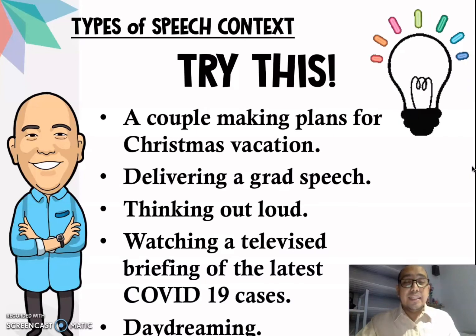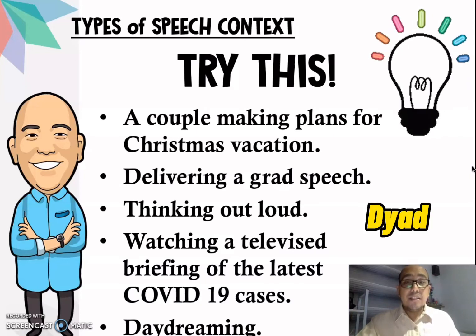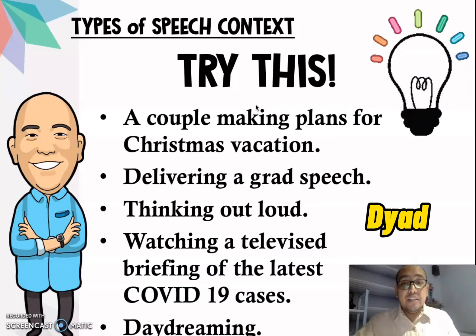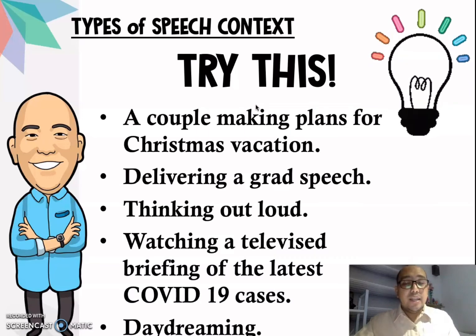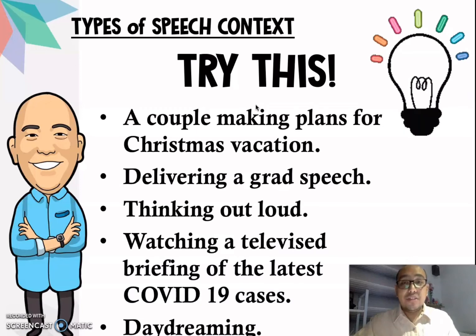Very good. That is a dyad communication because of the couple. Since couple, they are two, they are making plans and preparations for Christmas vacation. So two people are involved in this type of communication. So that is dyad. Second one, delivering a graduation speech, okay, in front of many graduates and many teachers. That is a public communication.